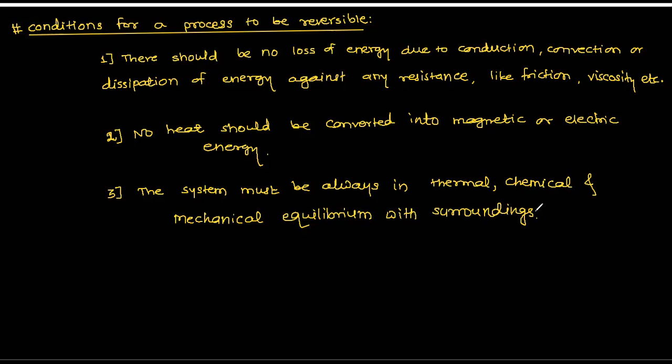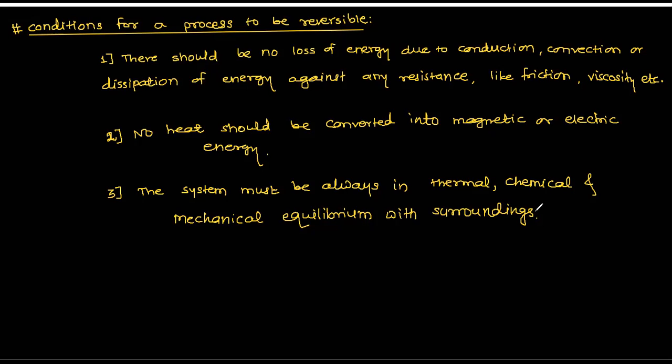Thermal equilibrium, chemical equilibrium and mechanical equilibrium. Already I told you the definitions. What is meant by thermal equilibrium? It means system and surrounding should have the same temperature. Chemical means there should not be any unbalanced reaction. Mechanical equilibrium means there should not be any unbalanced force between system and surrounding. That is what thermal, chemical and mechanical equilibrium means.